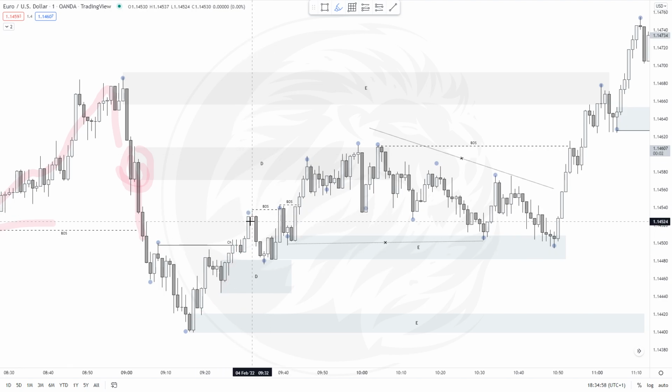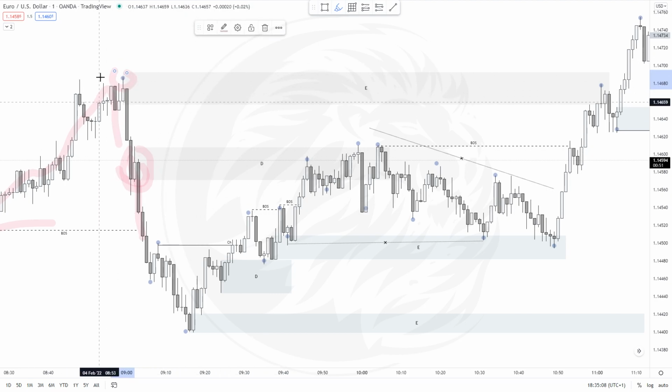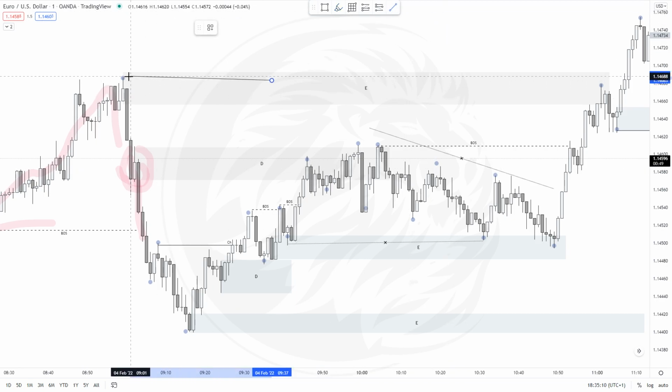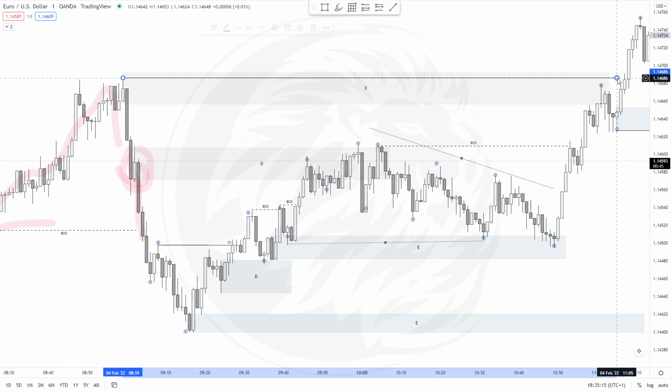Here we have internal structure, so this is not a break of structure, this is an internal break of structure, because as you know, to break a structure you have to wait for a break of structure on the left. So our break of structure would be at this point right here. I will mark it to be sure everyone understands it.